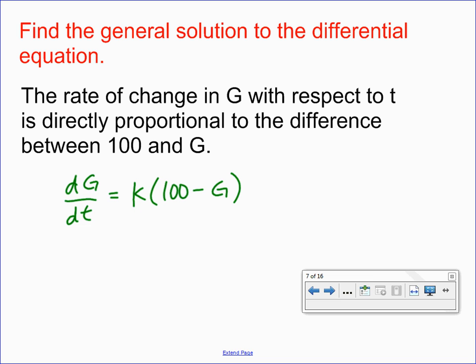Awesome. In order to solve a differential equation on the AP exam, we're going to have to be able to separate the variables through multiplication or division. If we can't separate the variables, right, then we'll be unable to solve the differential equation in this course. So let's make sure that we can separate the variables. We need to make sure that we get all the dependent variables, in this case G, on one side of the equation, and everything else on the right side of the equation. So let's go ahead and see. Could we do that? Well, yeah. We could divide by the quantity 100 minus G.